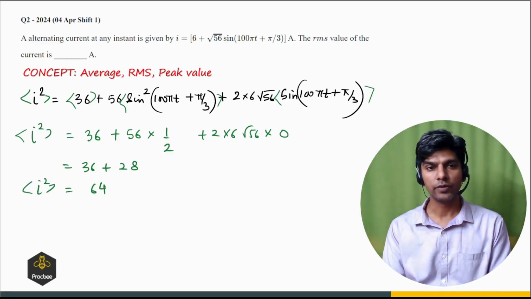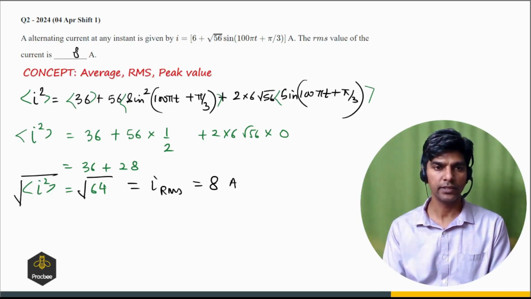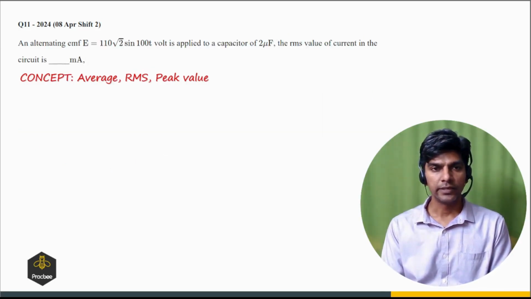Now what we have to do? You have to take the square root of this. If you take the square root, this will be the RMS current, I RMS, which will be 8 ampere. So 8 is the answer of this question. Right, so let us see the next question.